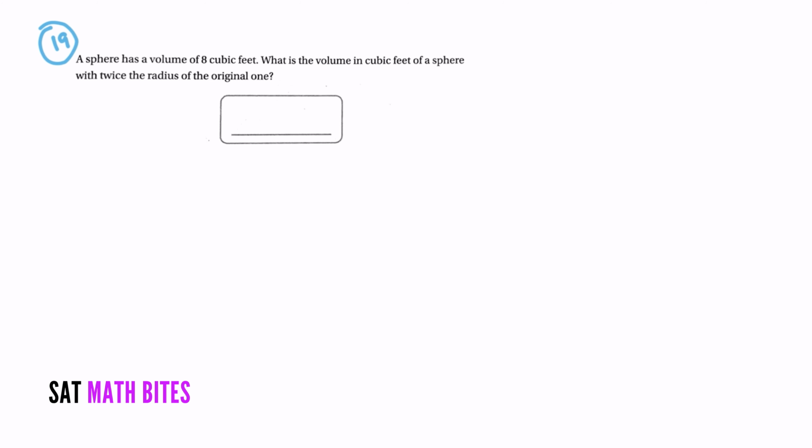In problem number 19, we know that a sphere has a volume of 8 cubic feet, and we want to know the volume of a new sphere which has twice the radius of the original one. So remember, the volume of a sphere is 4/3 pi r to the third power, and the volume is 8 cubic feet. So 8 would be equal to 4/3 pi r to the third.